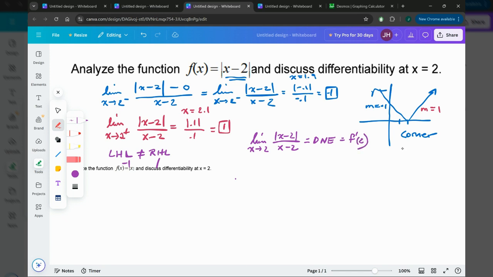There is no derivative at a corner. Okay? At a corner, there is no derivative because the derivative did not exist using this limit definition. Okay?